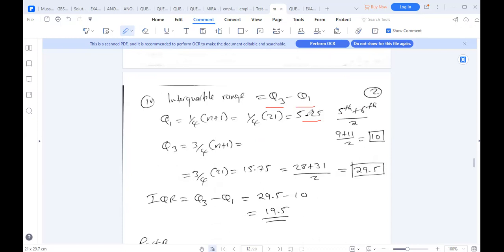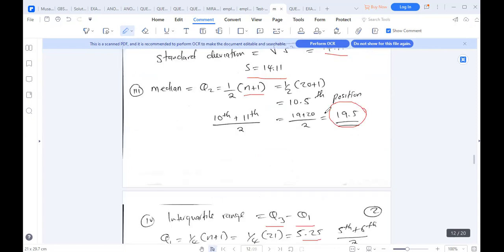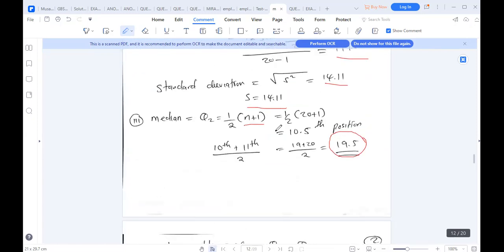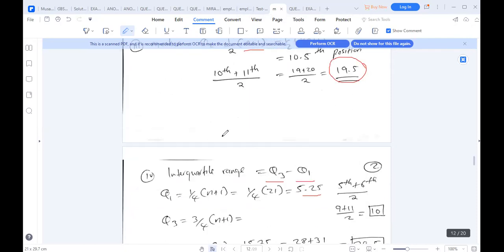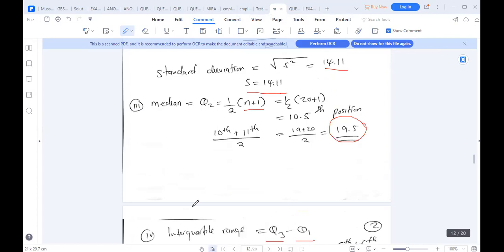Just a moment. Before you go further, for the second quartile, it was on 10.5, the position. So you added the 10th and the 11th divided by 2. All right. Next. So what am I trying to say?